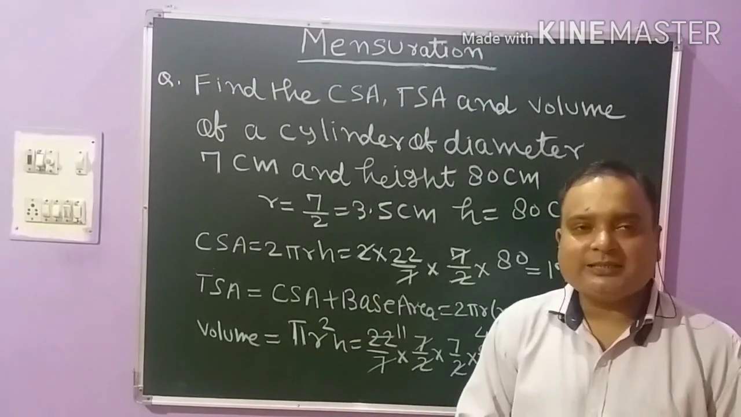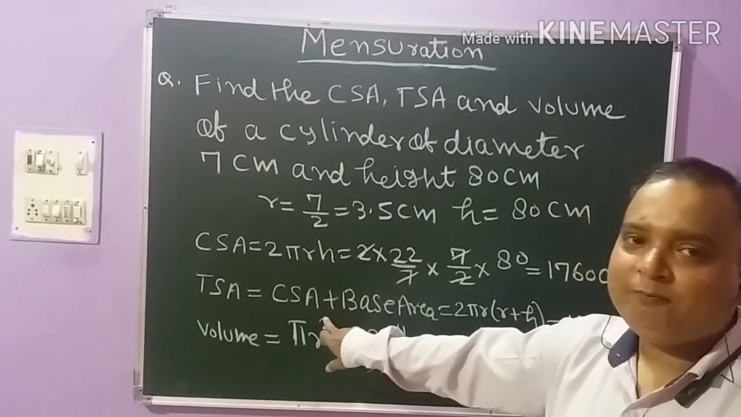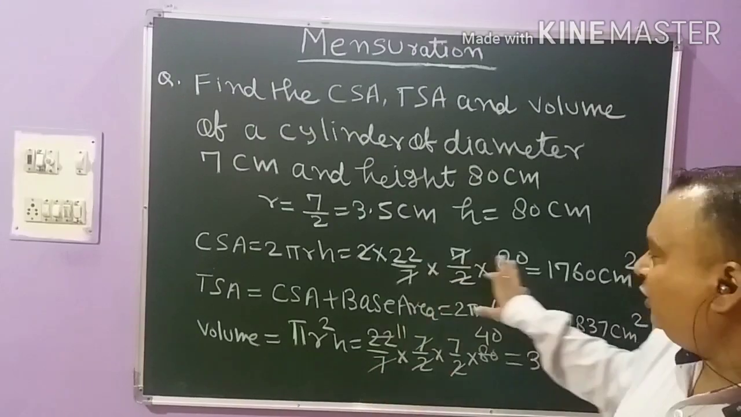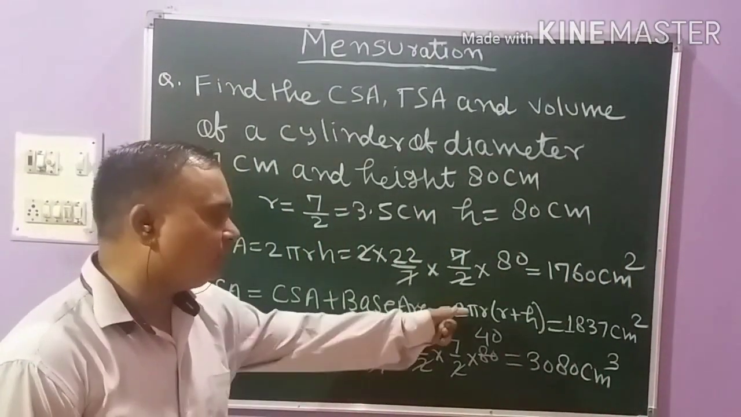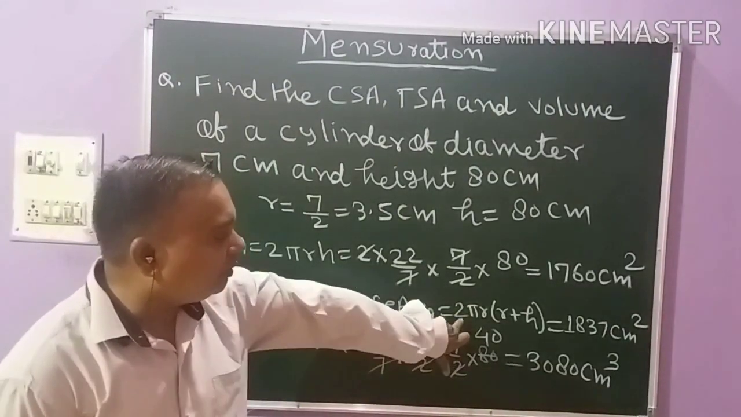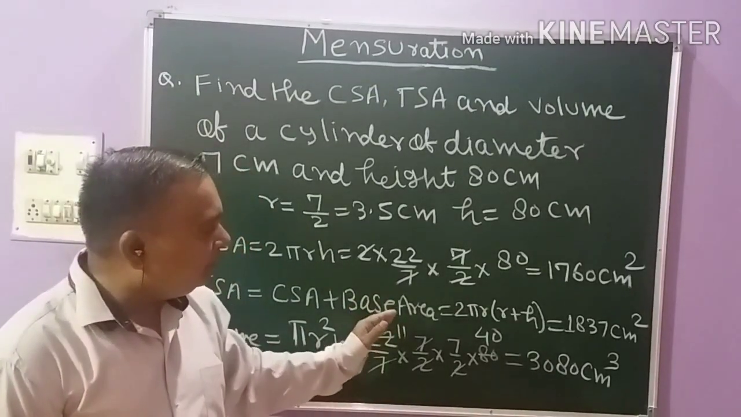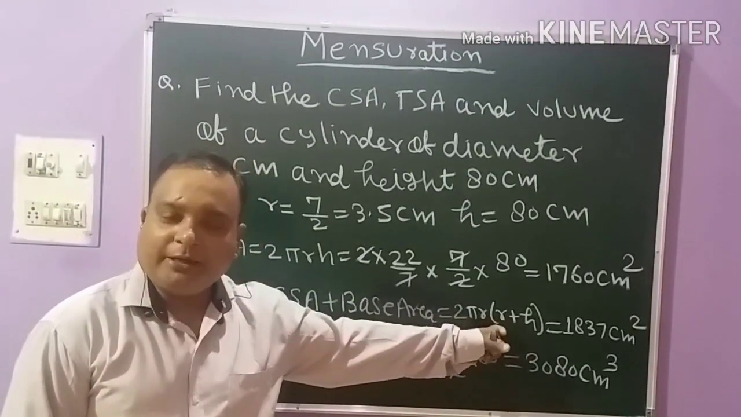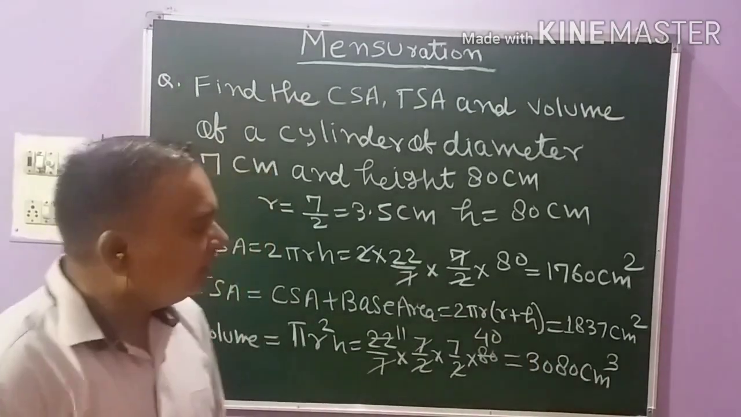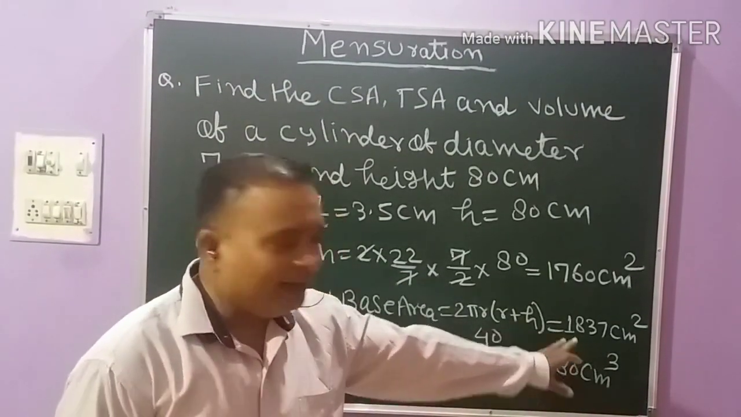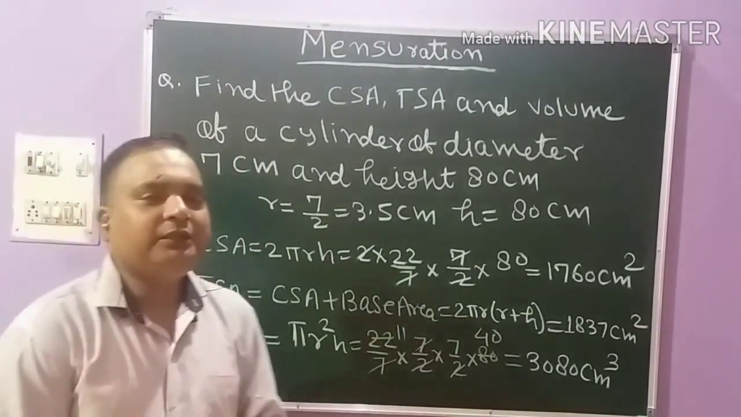Next, find the TSA. TSA, that is the total surface area, and the formula is CSA plus base area. CSA we already found, that is 1760. Base area is 2 pi R square, or we can directly use the formula 2 pi R into R plus H. So when we put radius 7 by 2, height 80 centimeter, pi 22 by 7, the TSA will be 1837 centimeter square.